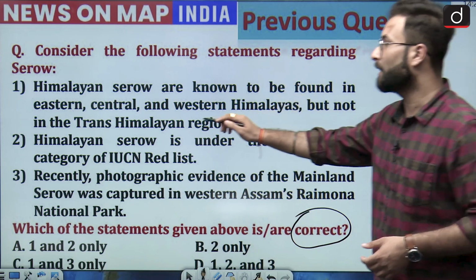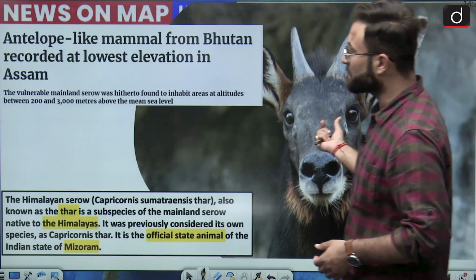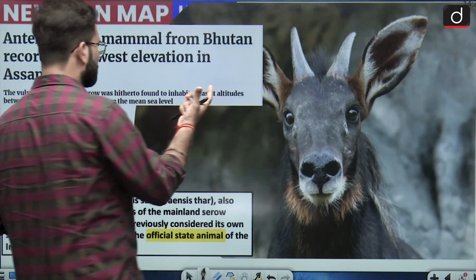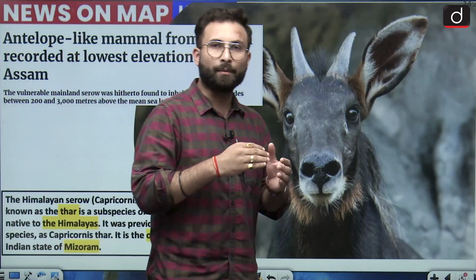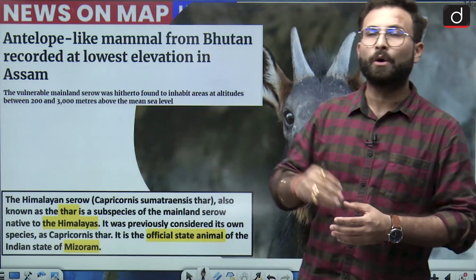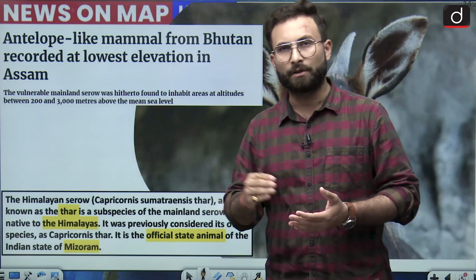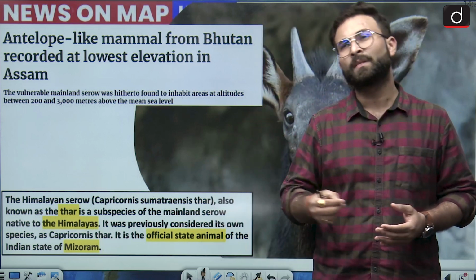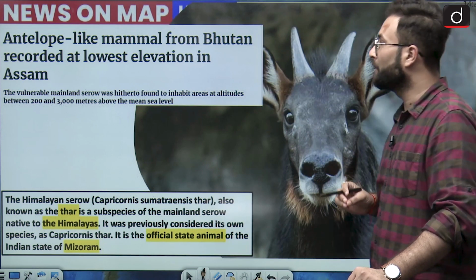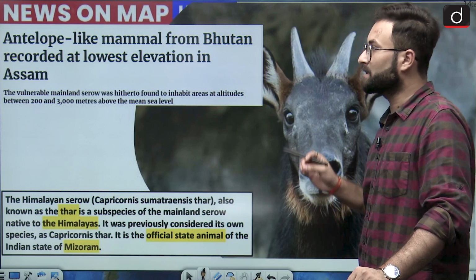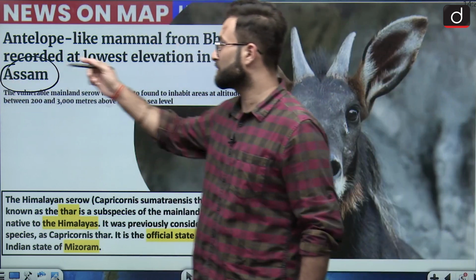Now let's talk about Himalayan Shiro first. Here in this picture you can see this is Himalayan Shiro. These Himalayan Shiros are mostly found in the Himalayan highlands, but very rarely they are found in the mainland, or the lower latitudes. But this time in Assam it was seen. Here you can see an antelope-like mammal from Bhutan recorded at the lowest elevation in Assam. Rarely they have been located in these particular areas, but recently it was seen in Assam.